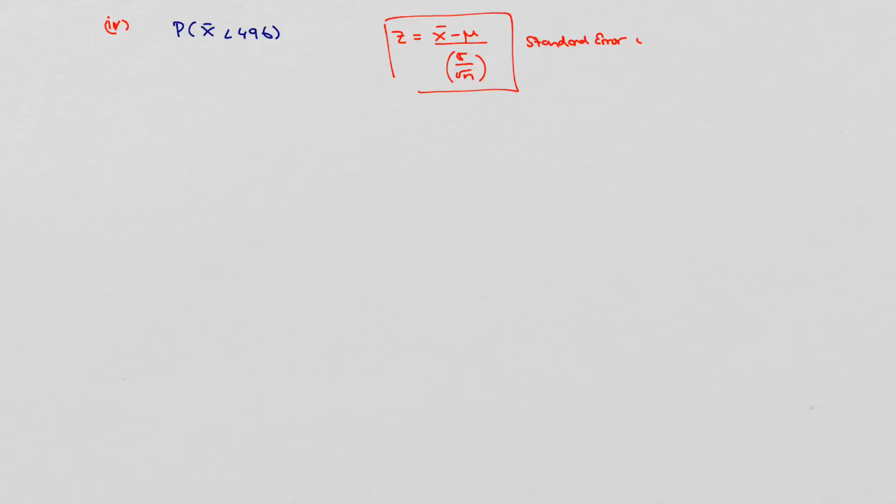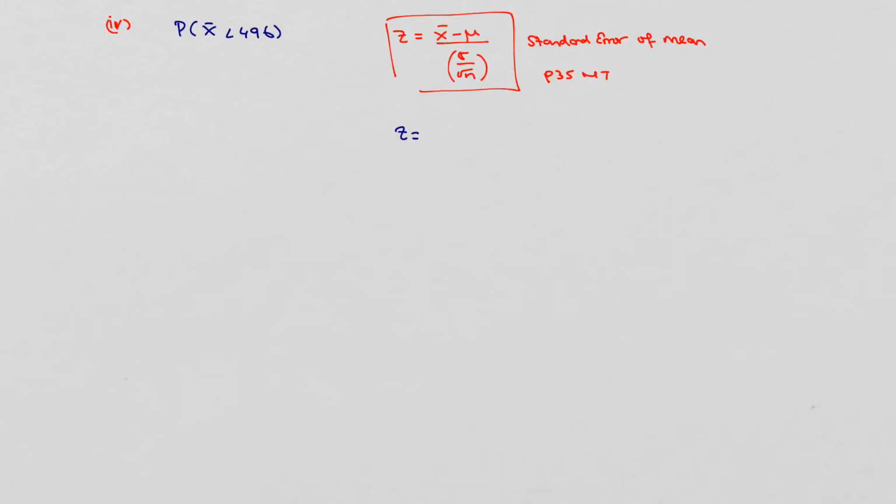So what are we looking for? We're looking for the probability that x bar is less than 496. So of course we need to change that into our z-score, but because we're looking at a sample here, we have to use the standard error of the mean. In other words, looking at our central limit theorem, we said that that's okay. And our standard error of the mean is always used for samples, and that's page 35 in our tables.